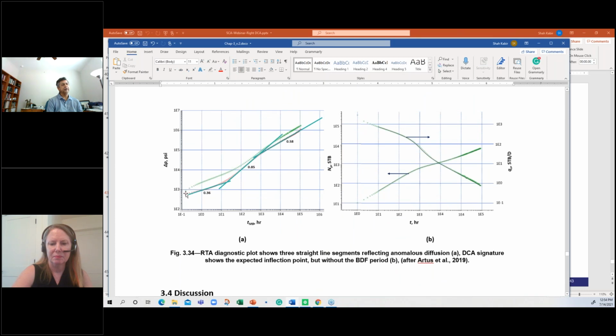Yeah, so the slope is the only thing that we are familiar with in the industry: is it 0.5 or 1? As you can see, it's neither a half nor 1. So this is called anomalous diffusion, and that's what triggers this sort of outcome.